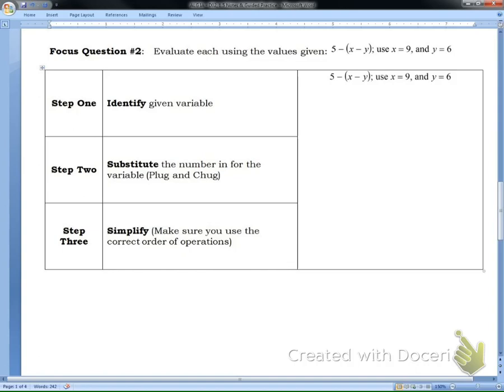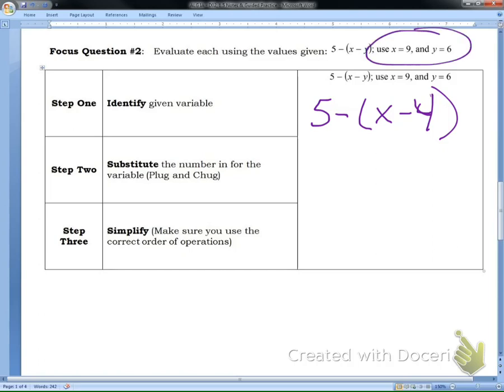So here we have the problem 5 minus the quantity x minus y, and we're told to use x is equal to 9 or y is equal to 6. This type of problem, they could tell you what the variables are equal to in several different ways. No matter what, they'll give you the expression. In this case, our expression is 5 minus xy. I'm going to go ahead and copy this down just for a second. It's just so that we have it big.